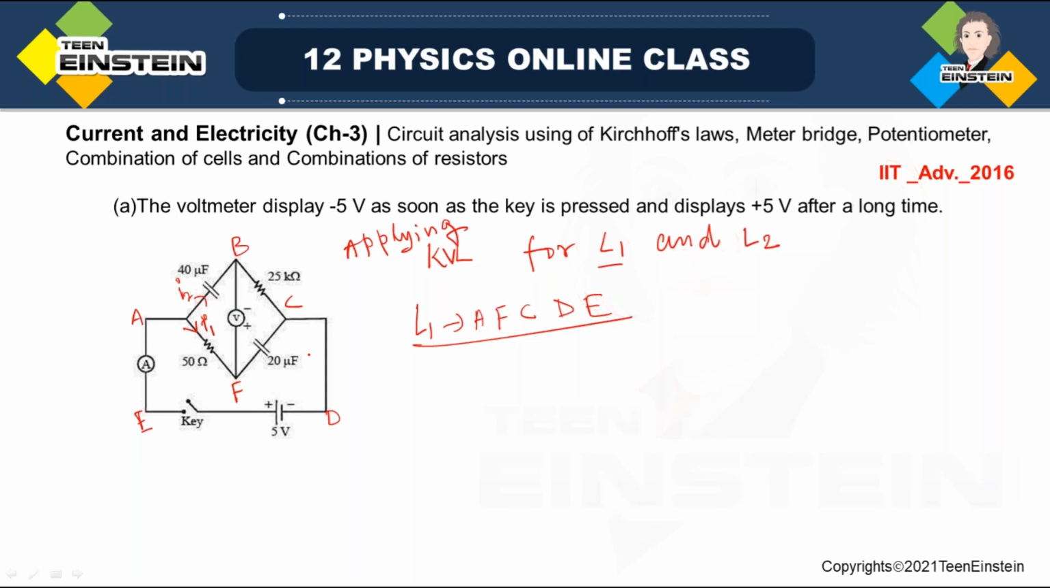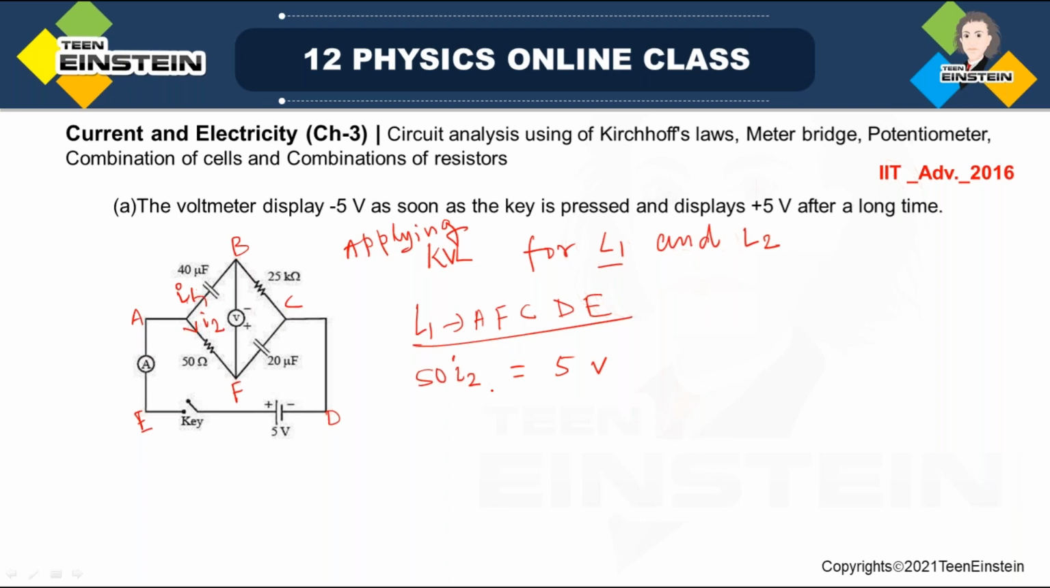I1 through this branch A, B, C this way, and I2 through this A, F, C, D in this path. So L1 is this loop. In this we see, if I say I2, 50 into I2 is equal to this 5 volt.